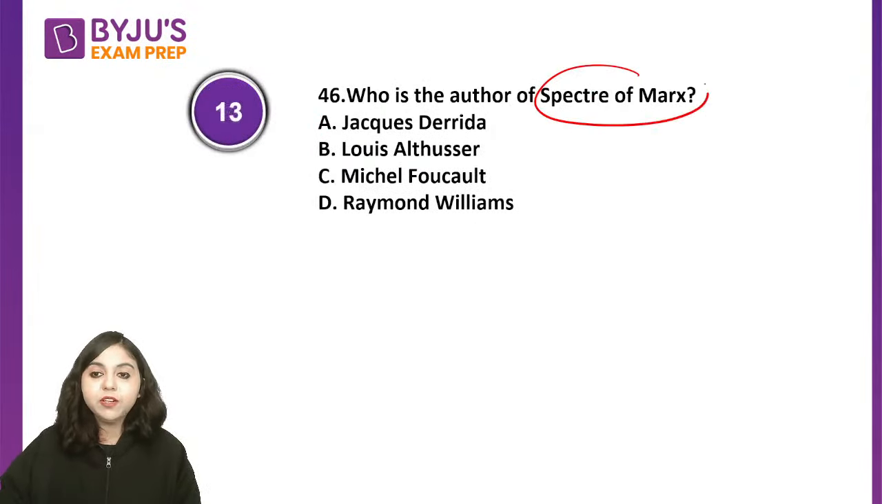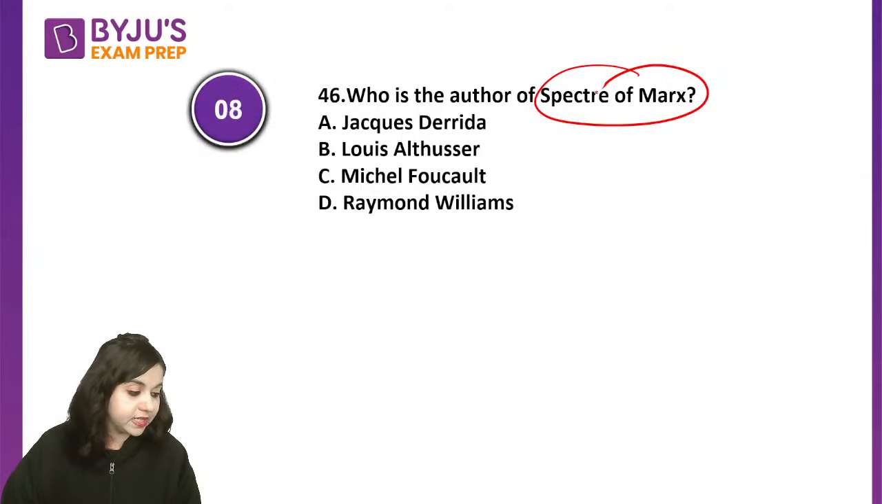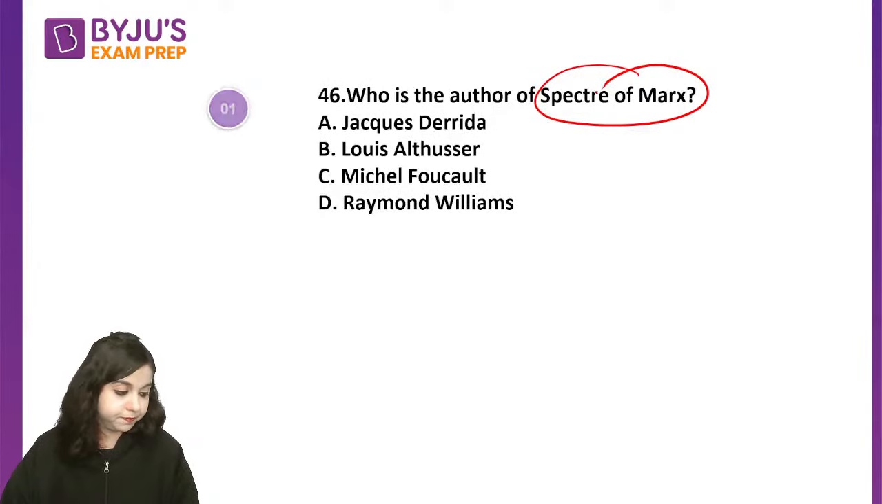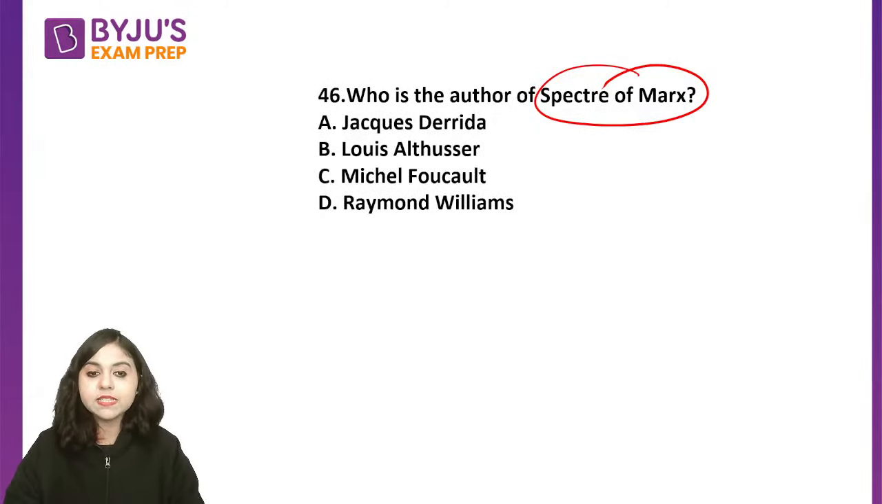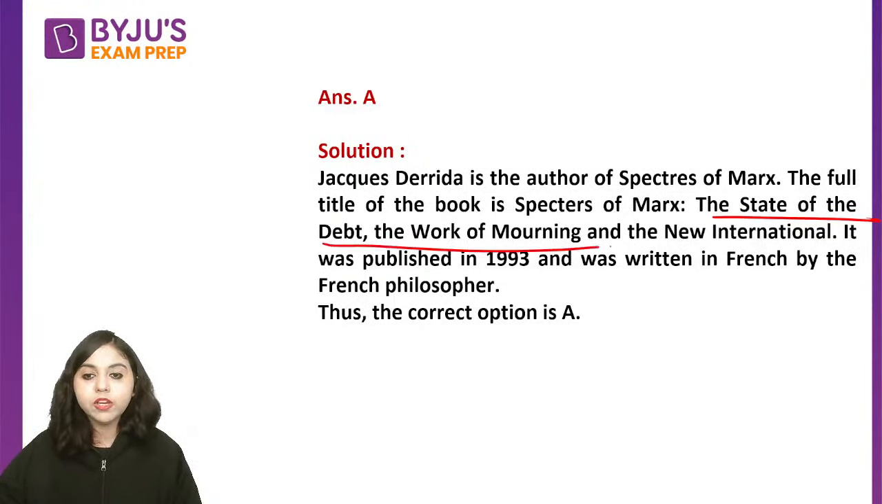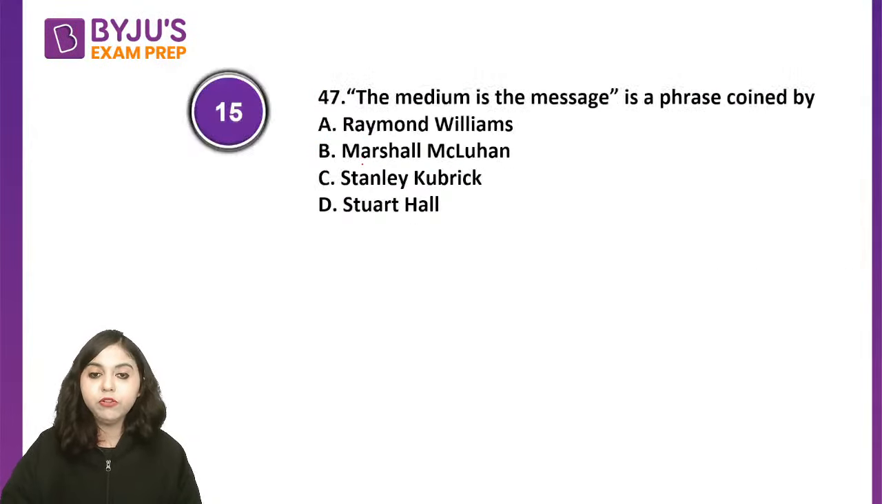Who's the author of Spectres of Marx? Who's the writer who's writing it? Who's the person writing the Spectres of Marx? What is the correct answer here? Absolutely right. It is Derrida. Derrida is the right answer. Specters of Marx, the State of the Debt, the Work of Mourning and the New International. This is a work which is coming from the pen of Derrida.